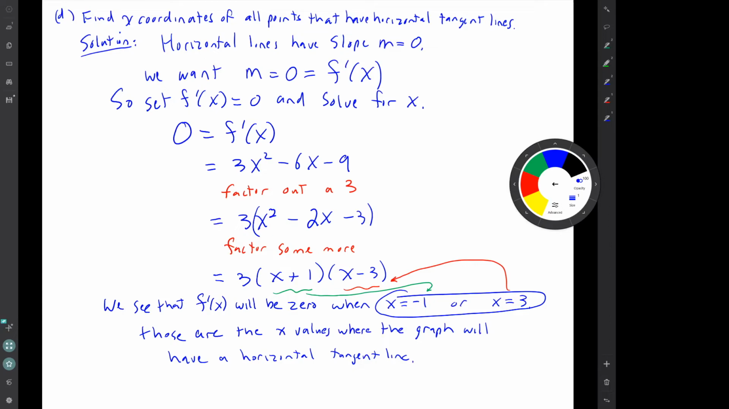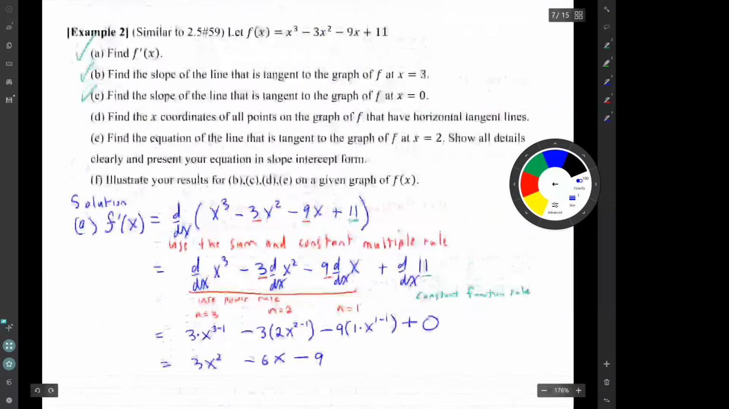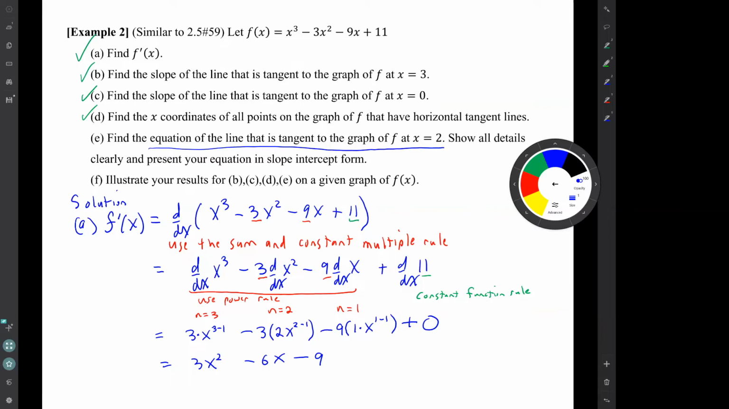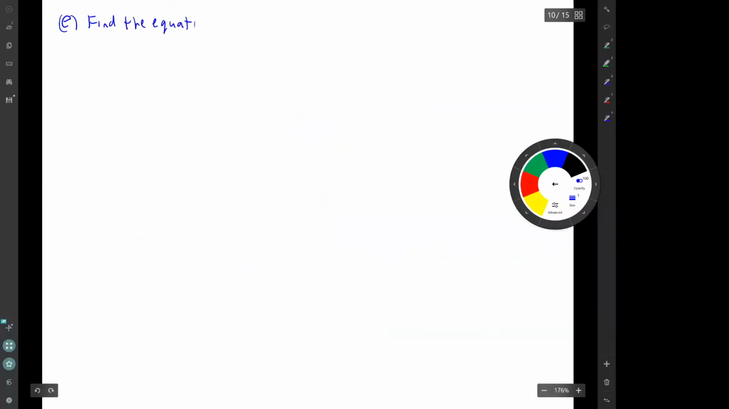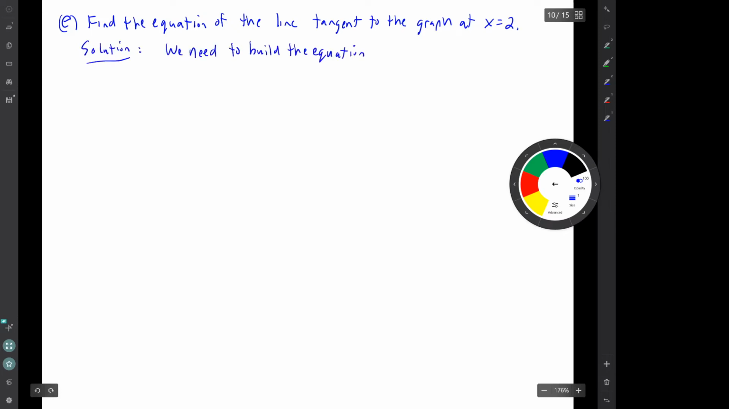Let's go up and recall the question for part E. In part E, we're supposed to find the equation of the line that's tangent to the graph at x equals 2. And we're supposed to show all details and present the final equation in slope-intercept form. Well, remember the approach that I always take. I start by writing down the thing that we are going to build. We need to build the equation for the tangent line now. If you've forgotten, let's go up and have a look at that.